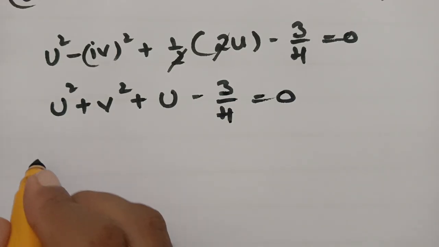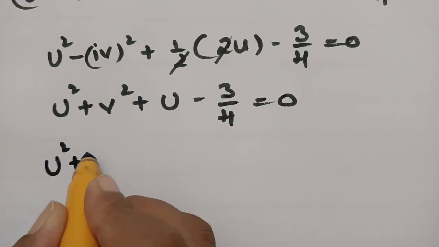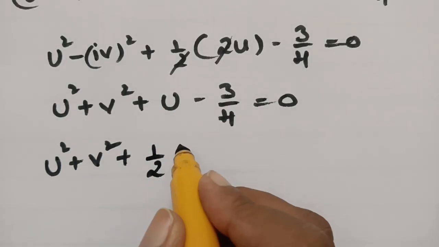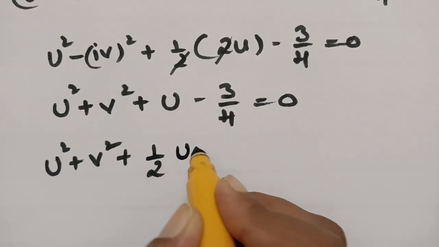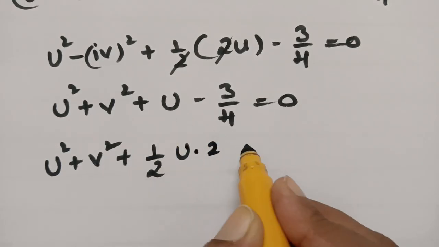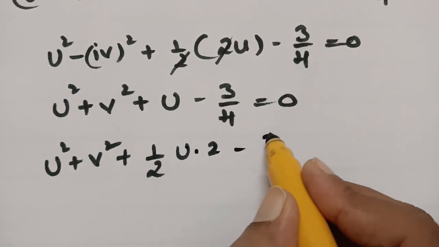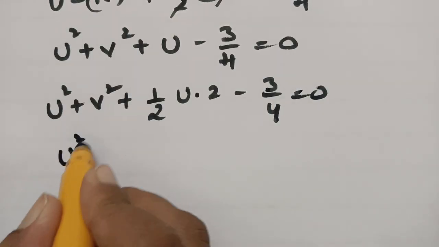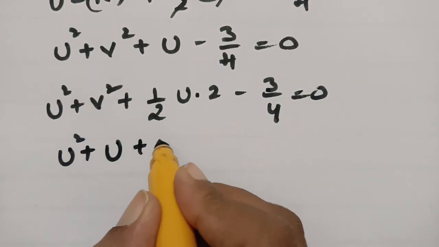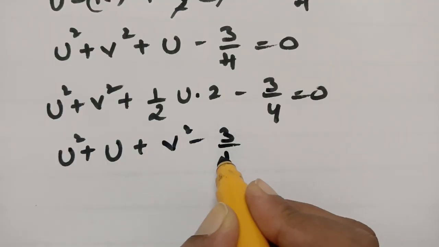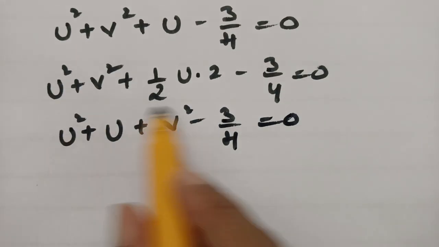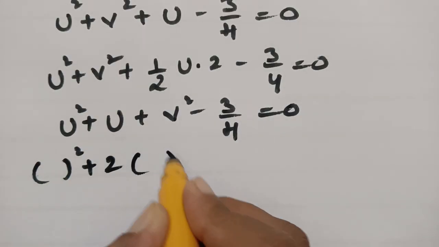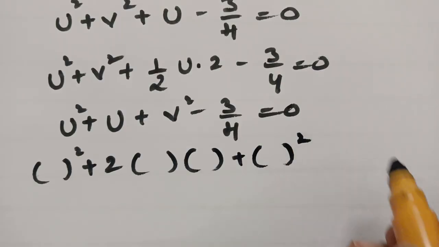So this can be written as U square plus V square plus, so this can be written as half times of half into A into B. So in order to balance, I am writing this as 2 and this is minus 3 by 4 is equal to 0. So if you observe this one, I am writing this as U square plus U plus V square minus 3 by 4 which is equal to 0.